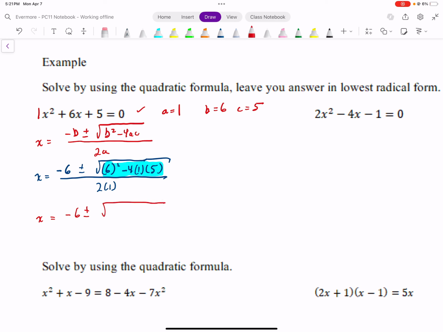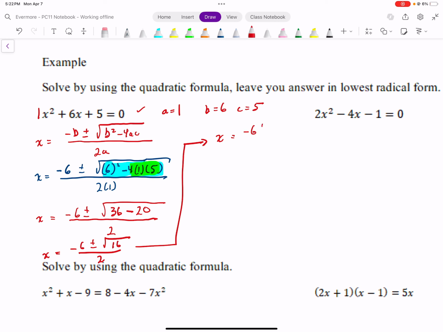Now, if we're looking at this expression underneath the radicand, we have to evaluate the exponent first. So 6 squared is 36. And then we move on to our multiplication. So subtract 4 times 1 times 5. Now that's 20. All of that divided by 2. So let's simplify what's underneath the radical. I'm going to continue. So we have negative 6 plus or minus the square root of 36 minus 20, 16, divided by 2.